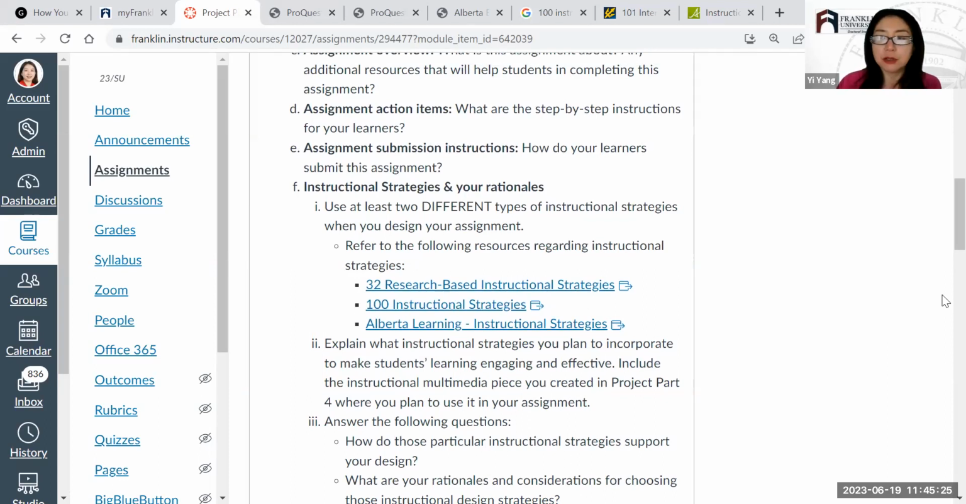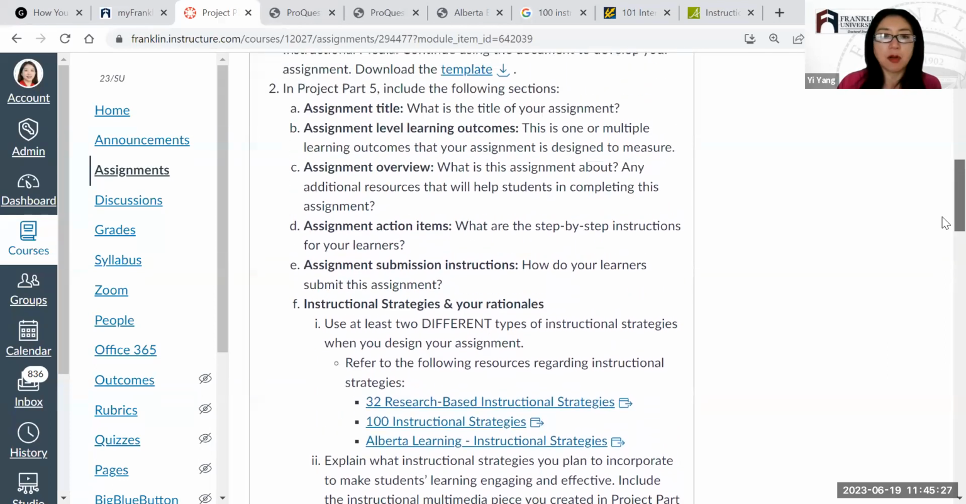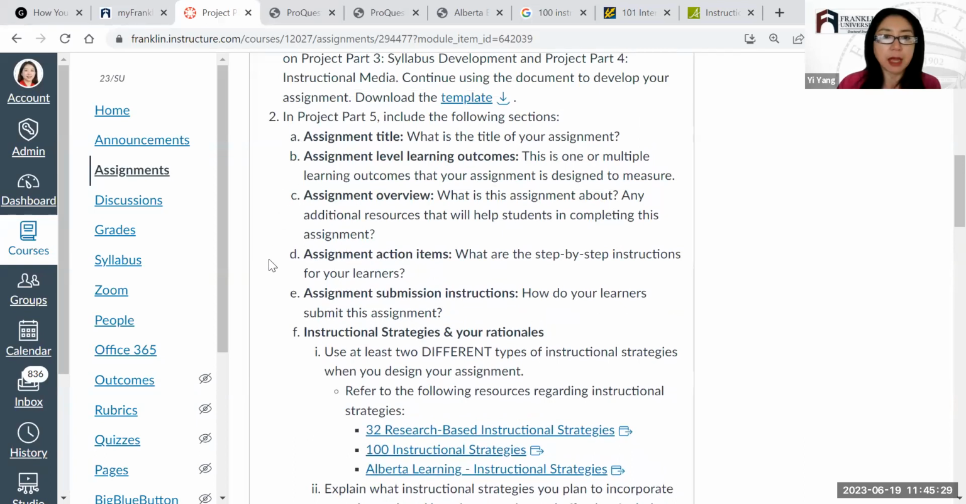Now, as I mentioned in our online class meeting, items A through E are part of the assignment that you'll be developing. From item A to item E, that's where you need to write from the learner's perspective. Write for learners, what you can tell them what they need to do.